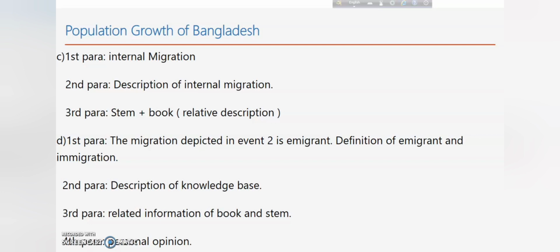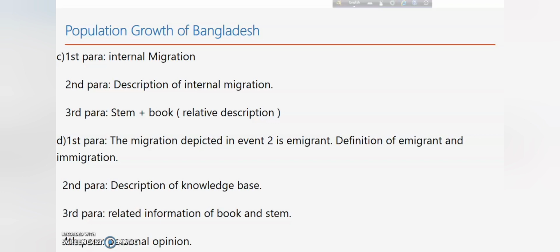Like, the migration mentioned in event 2 is immigration. Migration of people from a country to another country is called immigration. This is one of the causes of decrease of population. Migration of people from one country to another country is called immigration. Due to immigration, the population of a country increases. If immigration is less than emigration, then the population of a country decreases.